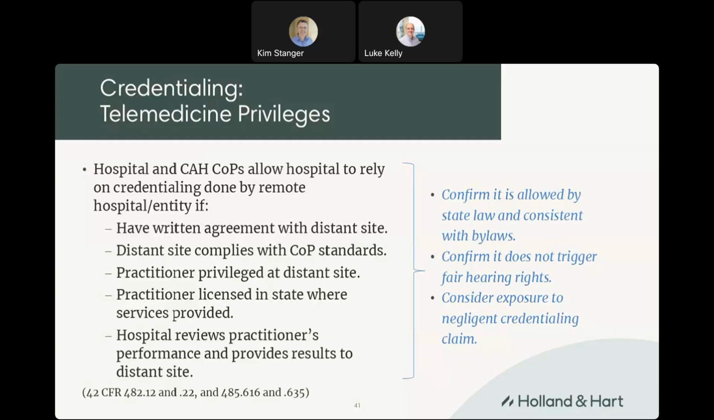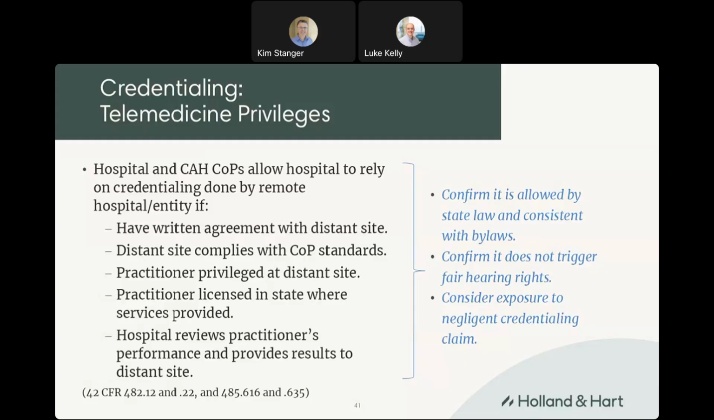That practitioner has to be privileged at the distant site. The practitioner has to be licensed in the state where the services are provided. The hospital has to review the practitioner's performance and provide the results to that distant site. The bottom line is, if you're going to engage in that credentialing by proxy for telehealth providers, then you need to make sure that you're participating in Medicare, you need to make sure that you satisfy those requirements.